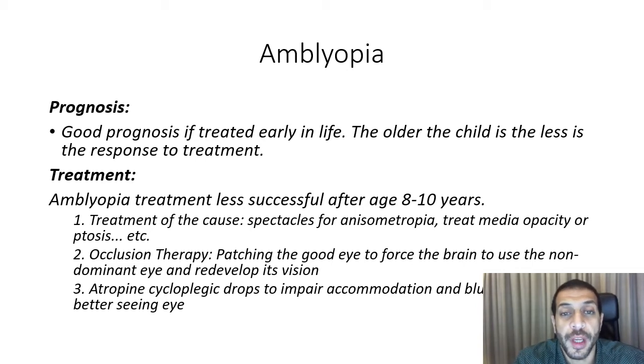Using atropine eye drops in the better seeing eye, not in the amblyopic eye. When you put atropine in the better seeing eye, this will blur the eye because the child will lose accommodation in this eye. So he will be forced to use the amblyopic eye, and this stimulates the vision in it. So there are 2 ways to treat amblyopia by occlusion.